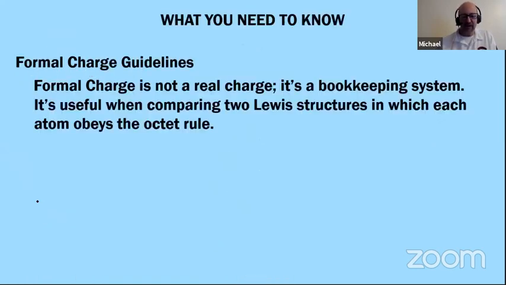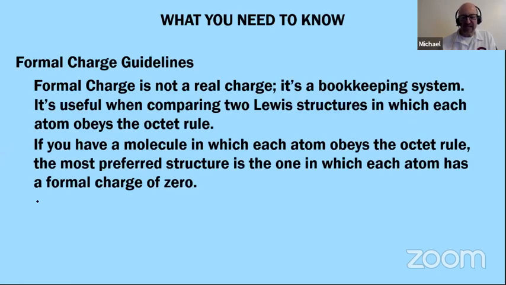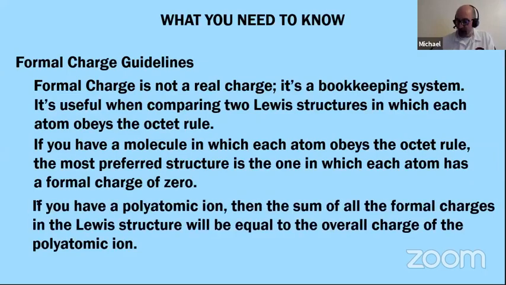All right, here are some other guidelines. I said it was a bookkeeping system, so it's not a real charge. If you have a molecule in which each atom obeys the octet rule, the most preferred structure is the one in which each atom has a formal charge of 0. Of course, if you have a polyatomic ion, like for example, I had given you hydroxide before, hydroxide has an overall charge of -1.